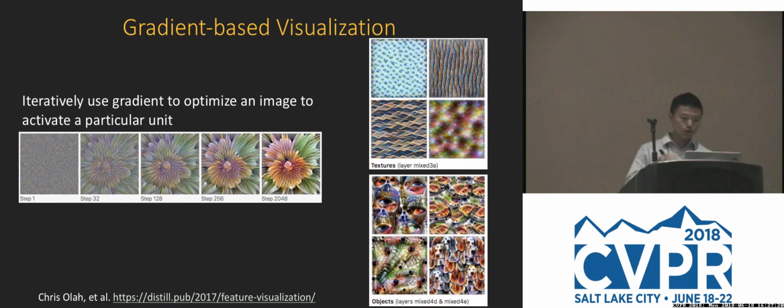Let's say if we do the gradient visualization for units at the lower layer, they will generate some textures. You see those units at the lower layer capture the textures. Those units at higher layer detect objects, like eyes, or some dog head there.